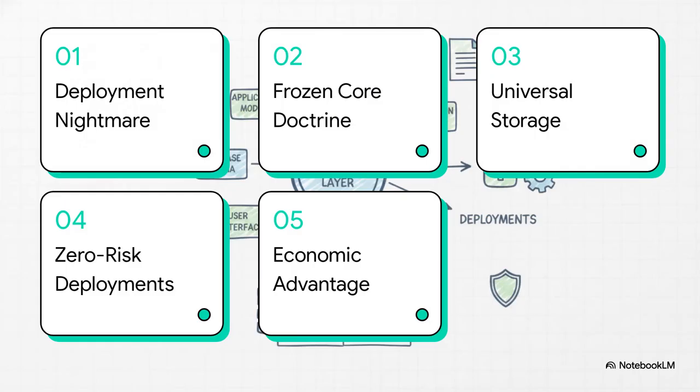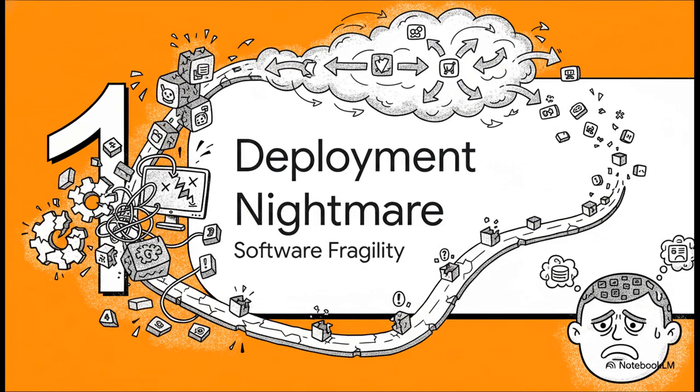So, here's our roadmap for today. We're going to cover: 1. The app deployment nightmare. 2. The frozen core doctrine. 3. Universal storage architecture. 4. Achieving zero-risk deployments. And finally, 5. The economic advantage. Let's get to it. Starting off with Section 1, the app deployment nightmare.